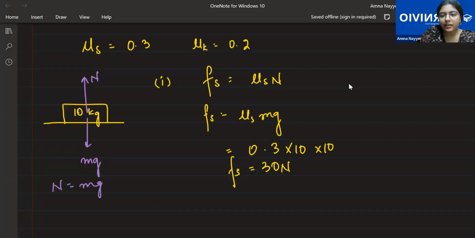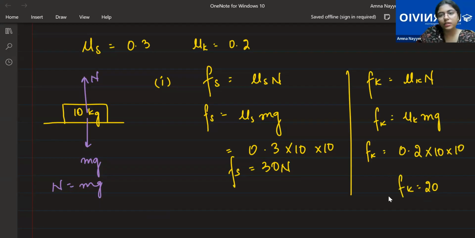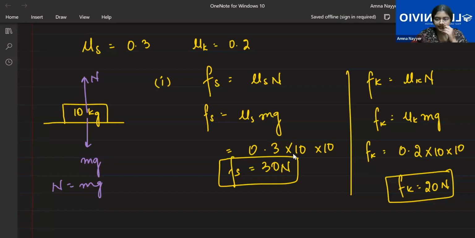Same thing for kinetic, we'll have mu k into N. So Fk will be equal to mu k into mg. The kinetic friction force is 0.2 into 10 into 10, so this is equal to 20 Newton. So these are the two values of the forces we have, static and kinetic friction. Is this clear?